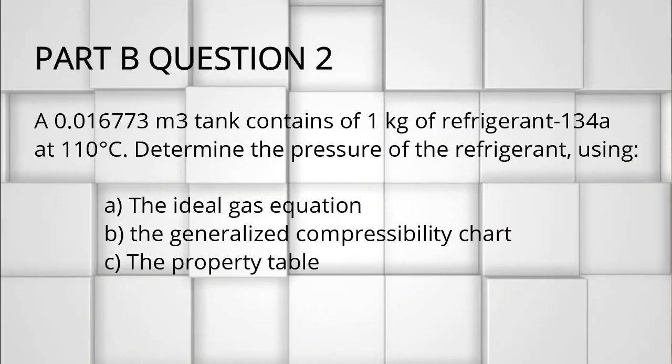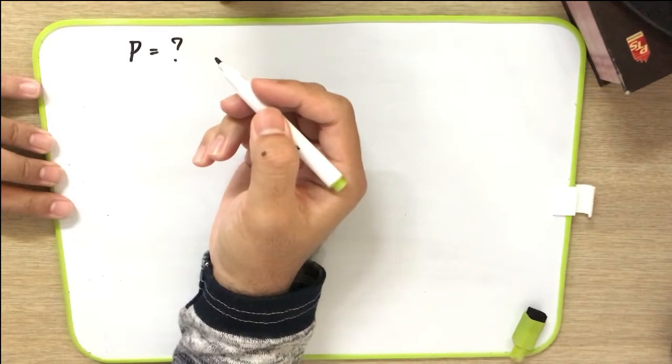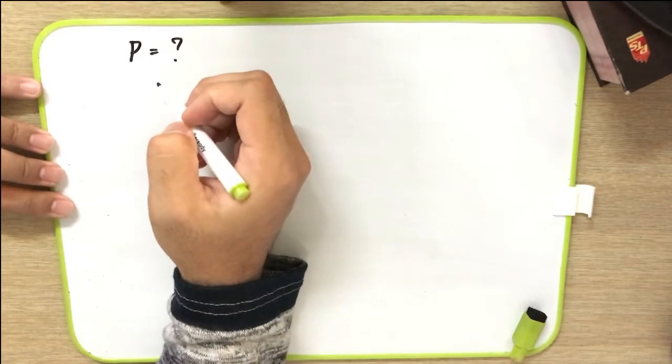Next, question number 2. A 0.016773 meter cube tank contains 1 kg of refrigerant 134A at 110 degrees C. Determine the pressure of the refrigerant using A. the ideal gas equation, B. the generalized compressibility chart, and C. the property table. So in this question, we need to find pressure by using 3 different methods, which is the ideal gas equation, generalized compressibility chart, and also the property table.